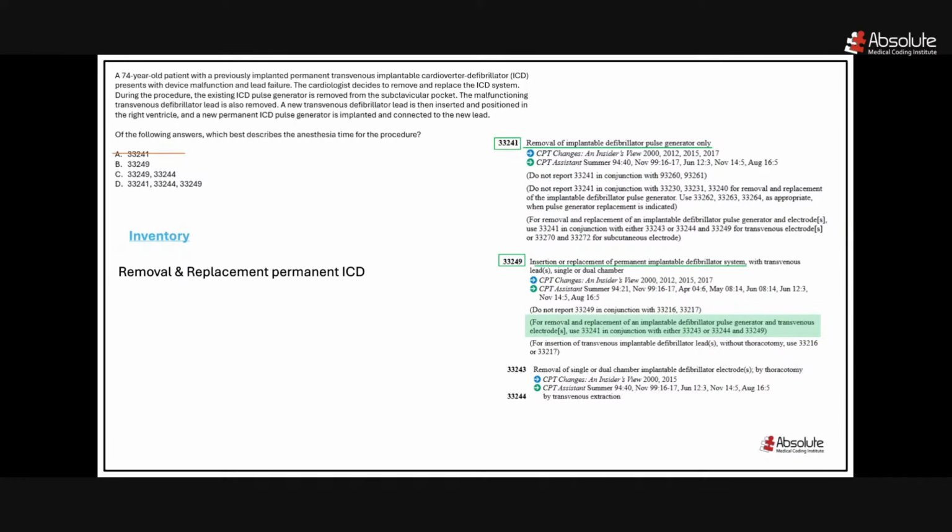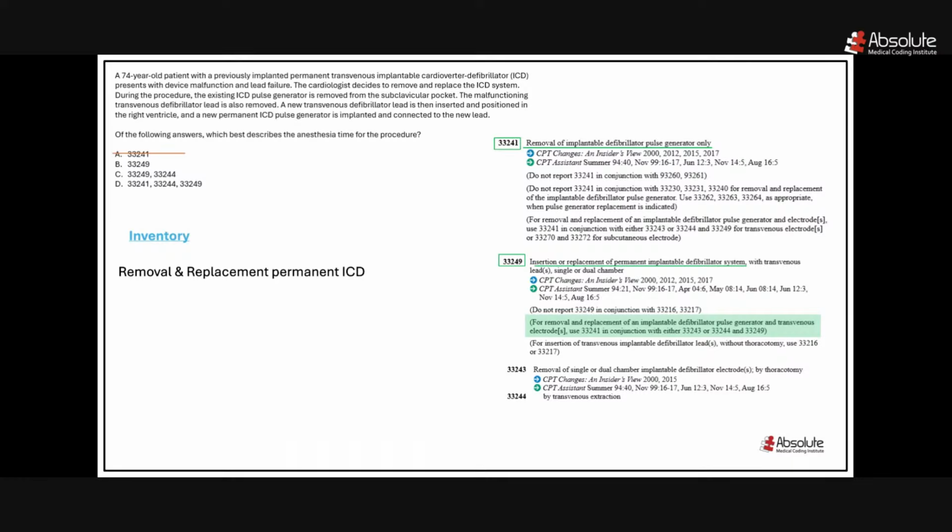And I told you in the beginning, you must look into the parenthetical guide. Always have an eye on the parenthetical guidelines while coding for defibrillator and pacemaker procedures, because the parenthetical guideline will guide you straight away to the correct answer. For removal and replacement of implantable defibrillator pulse generator and transvenous electrode, use code 33241 in conjunction with either 33243 or 33244 and 33249.